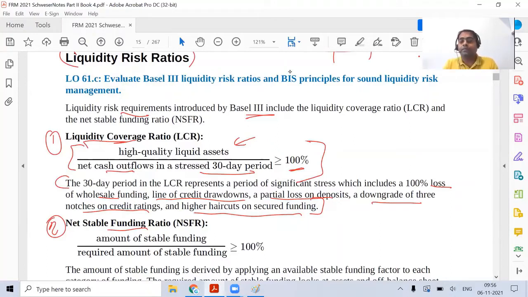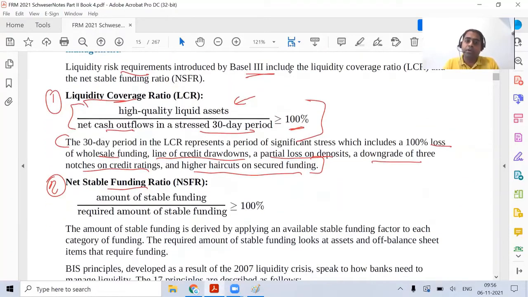That is the denominator. So ultimately for the exam, you're supposed to remember the concept. There is very little chance that they might test you on the formula over here, but the concept has to be very clear: they want to make sure that you have a sufficient amount of high quality asset available to match the cash outflow over a 30-day period. That was the first formula, the liquidity coverage ratio.